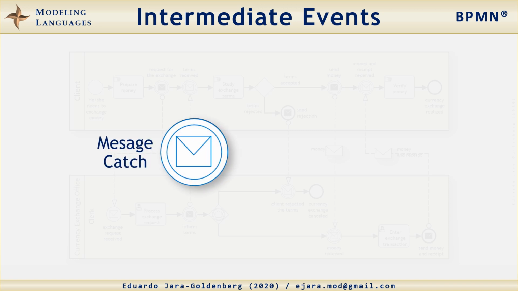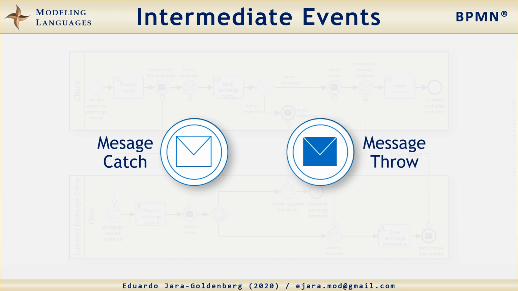When used to catch a message, the process waits until a message arrives from a participant. When used to throw a message, the process immediately sends a message to a participant. In both cases, the participant can be connected to the event using a message flow.